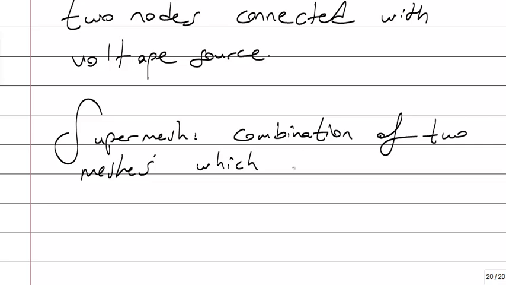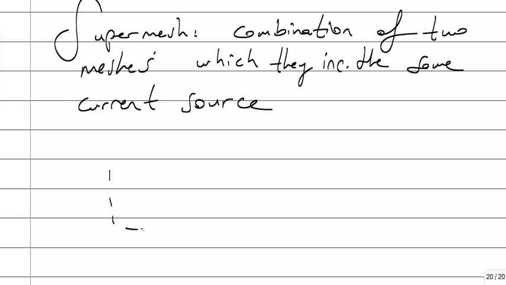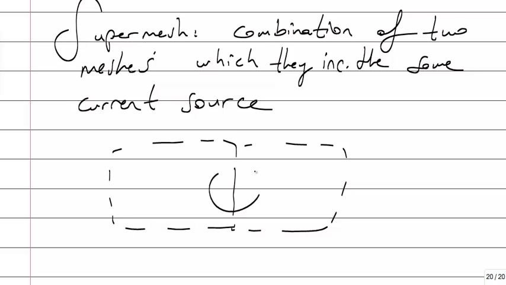Which have the same current source, which include the same current source. Okay, like this. There is a mesh here, there is another mesh here, here there is a current source. Okay, so you will write one mesh equation like that.